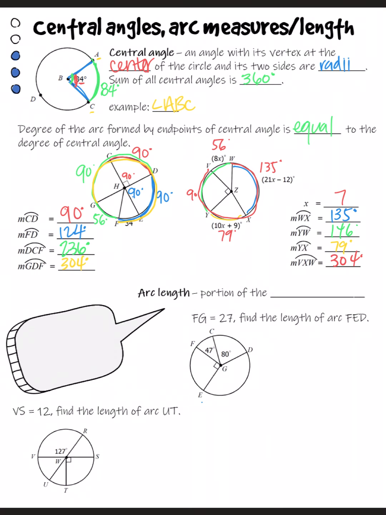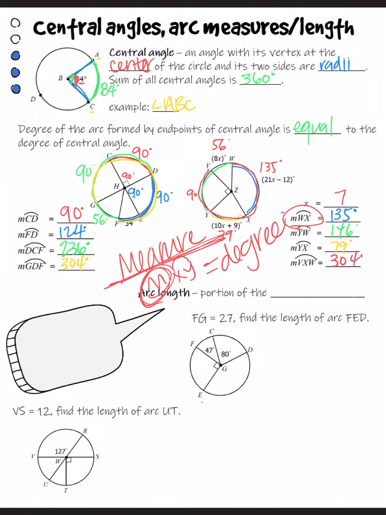All right, so all of these we're talking about the measure, and they all looked like this. Measure of the arc with letters. When we see measure and we see this M here, we are talking about degrees. So always, always, always think degrees. And then next, we'll look at lengths, and that is different.